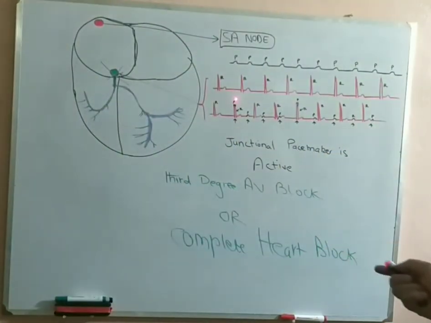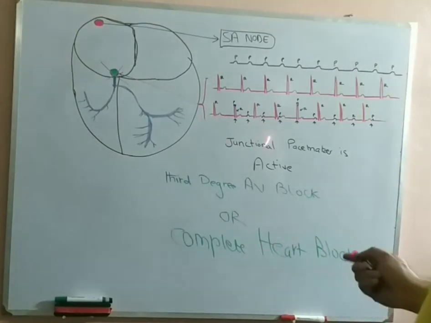This P will be present here, here, here, and here it is embedded in the R wave. Here you see that there is no correlation between P and the QRS complex. So they have lost the association. It's complete disassociation of the atria and the ventricle. So the P to P interval is regular, the R to R interval is regular, but there is no association between the P and the QRS complex.